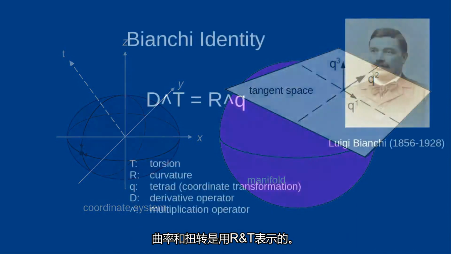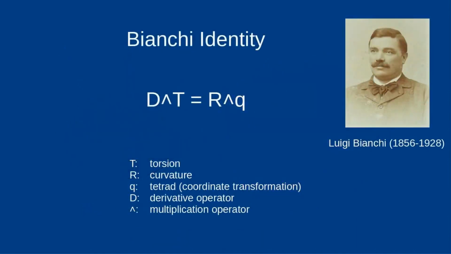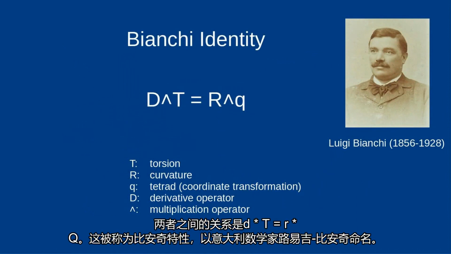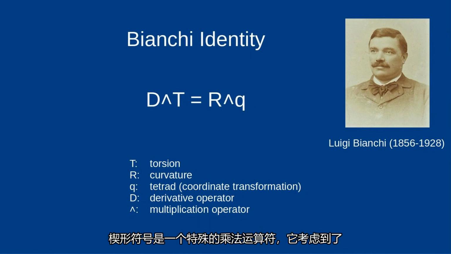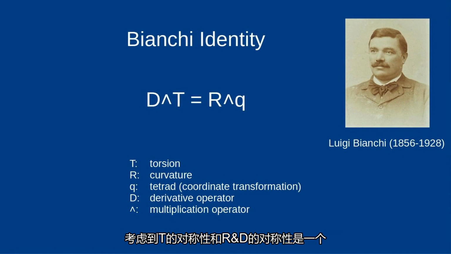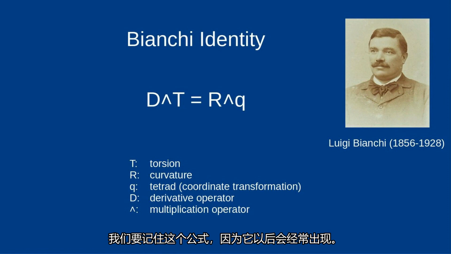Curvature and torsion are denoted by R and T. The relationship between the two is D wedge T equals R wedge Q. This is called the Bianchi identity, named after the Italian mathematician Luigi Bianchi. The wedge symbol is a special multiplication operator that takes into account the symmetry properties of T and R, and D is a symbol for the derivative. We'll remember this formula because it will appear more often later.